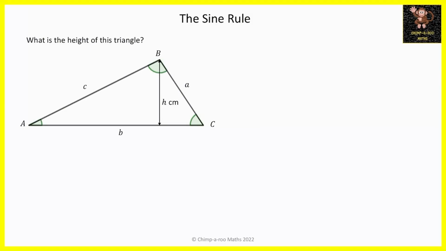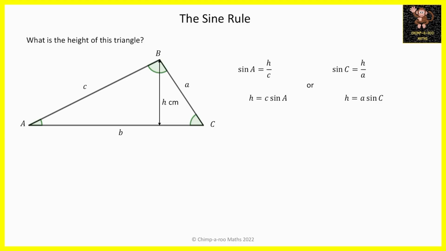What is the height of this triangle? If we look at the angles, sine A is h divided by c. If we rearrange that, h is equal to c times sine A. Alternatively, we can look at angle C and say that sine C is h divided by a. Rearranging this gives us h equals a times sine C.